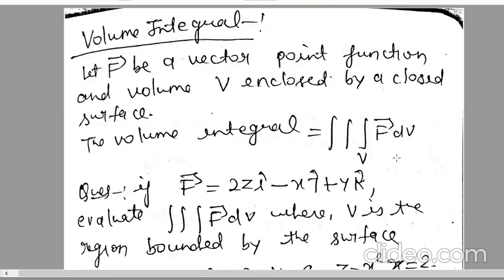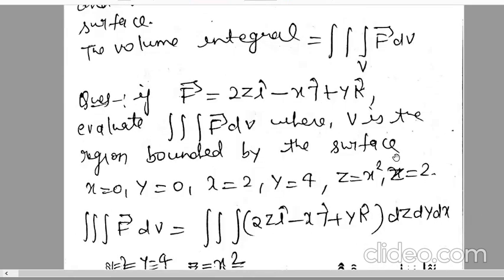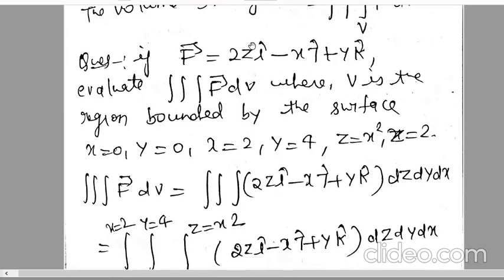Right, now there is an example here. If F vector is equal to 2z i minus x j cap plus y k cap, evaluate the triple integration of F vector dv, where V is the region bounded by the surfaces. The limits are already given here. The x limit is given as 0 to 2, and the y limit is given as 0 to 4. Both are constant limits, but the z limit is a variable limit.